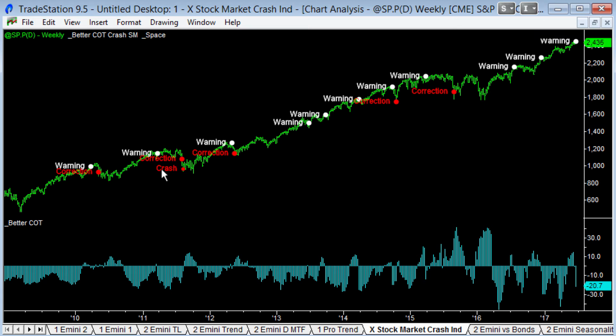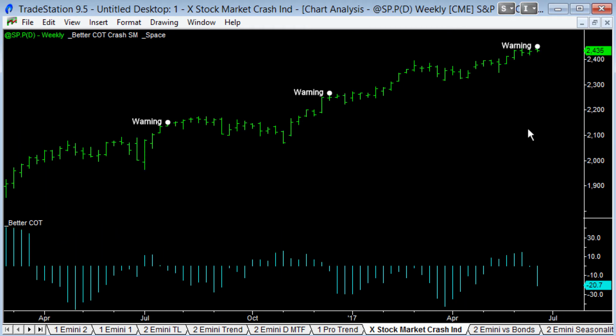So we have some periods where, you know, warning, correction, crash. Warning, correction, and then we get warning, warning, warning, nothing happens, warning, correction, and now the latter move over the last 2 years, we've had 3 warnings in a row, and this is this weekend's activity where bang, the warning comes out.